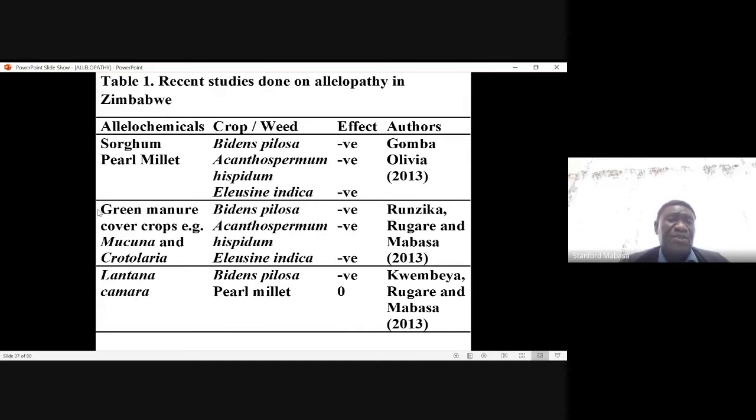Green manure covering crops, for example, Mucuna, Clotularia, were found to suppress Bidens pilosa, Acanthospermum hispidum, and Leucine indica. Then we had Lantana camara, which was found to suppress Bidens pilosa, but he could not suppress pearl millet, which means we could use Lantana camara to control weeds in pearl millet.